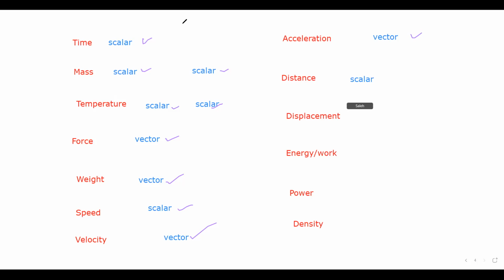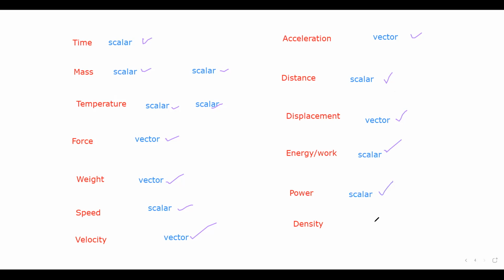Distance, scalar or vector? The distance is scalar, that's right. Displacement is a vector. Work and energy. We say a work is 30 joules or 50 joules, or an energy transfer is. So we don't specify direction, that's right. Power. We mention power like 40 watts, 100 watts, 80 watts, but we don't say a specific direction. So it is also scalar.